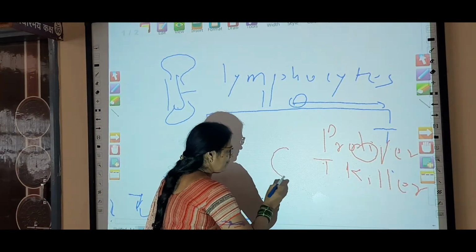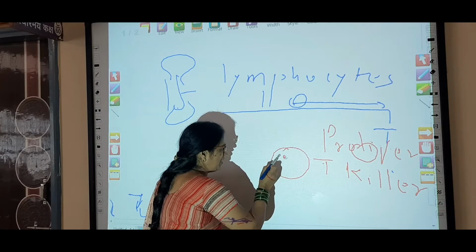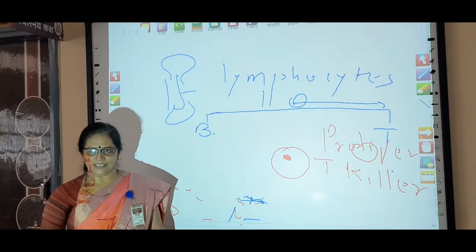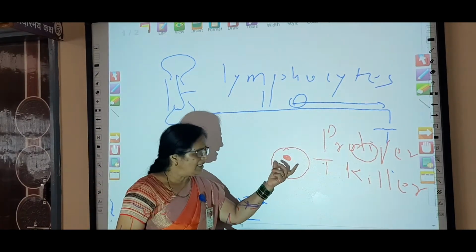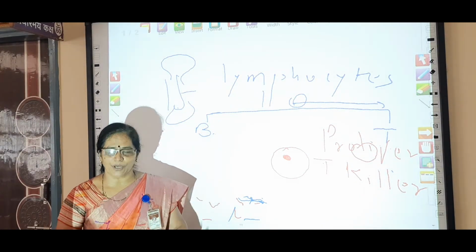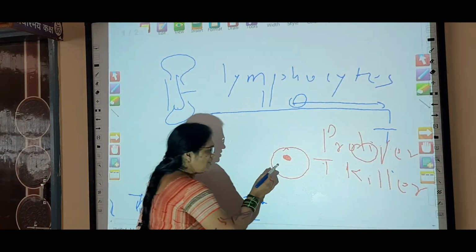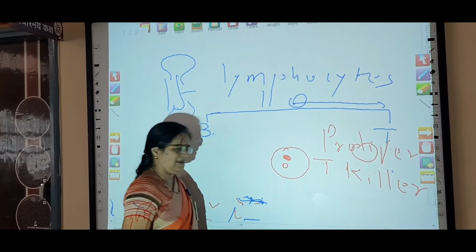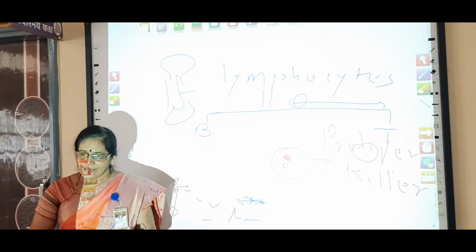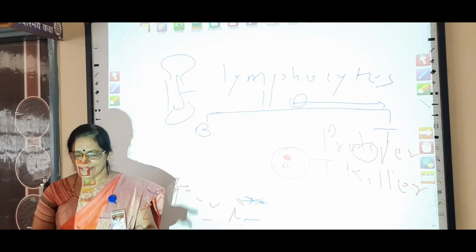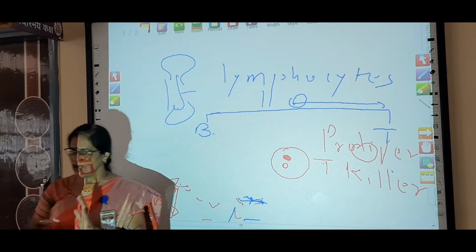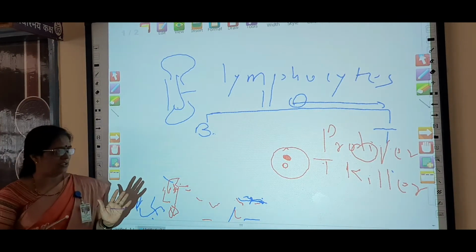Suppose this is the cell and the pathogen enters into that cell. Here the pathogen enters, it causes the diseases. Then this T killer cell secretes some enzyme, and the enzyme is the perforin enzyme. It produces a hole in that cell and it kills the microorganism. As well as it also kills itself. That's why it is called the cytotoxin.